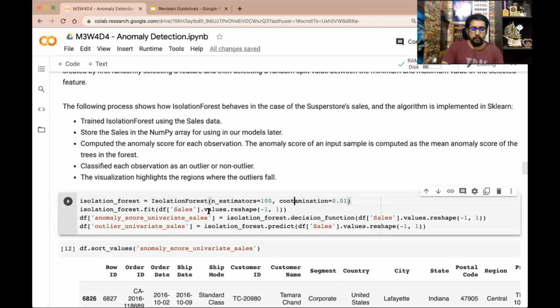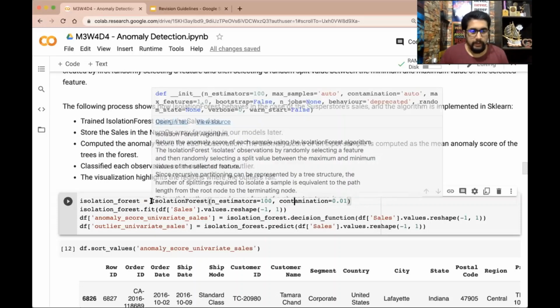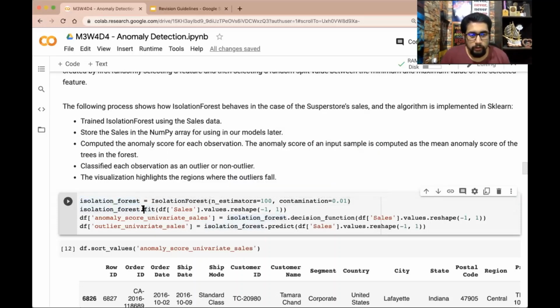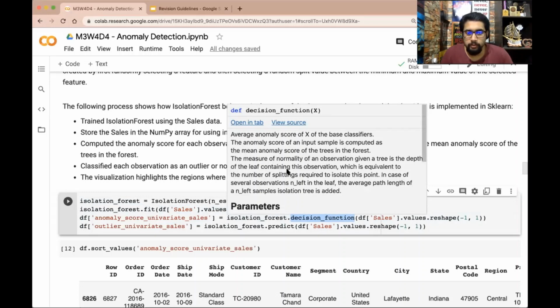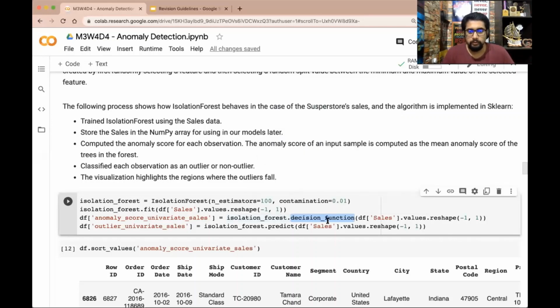Okay, so this is how I initialized the isolation forest. Now I'm just doing a dot fit on one particular column, which is the sales column. And decision function is the method which returns the scores, the anomaly score that I was talking about. You can see it says average anomaly score of X of the base classifiers. The anomaly score of an input is computed as the mean anomaly score and so on. So this is the decision function which gives you the scores.